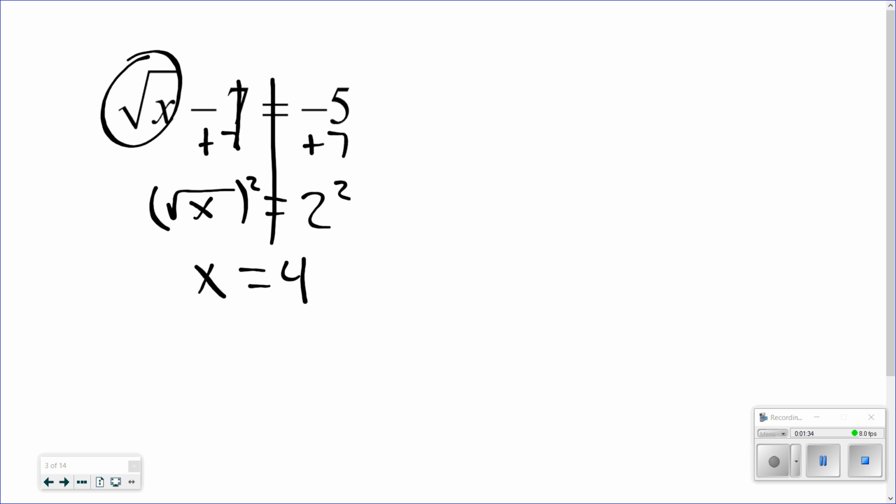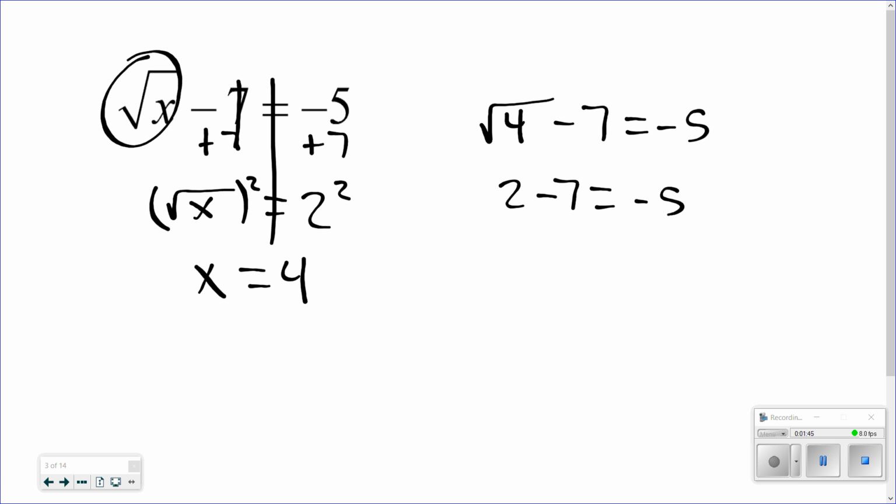If I take 4 and put it back in, I get the square root of 4 minus 7 equals negative 5. So let's try that out. Square root of 4 is 2. Minus 7 equals negative 5. 2 minus 7 is negative 5. So it checks out. When I plug 4 in there, it works. It gives us a solution to the equation.